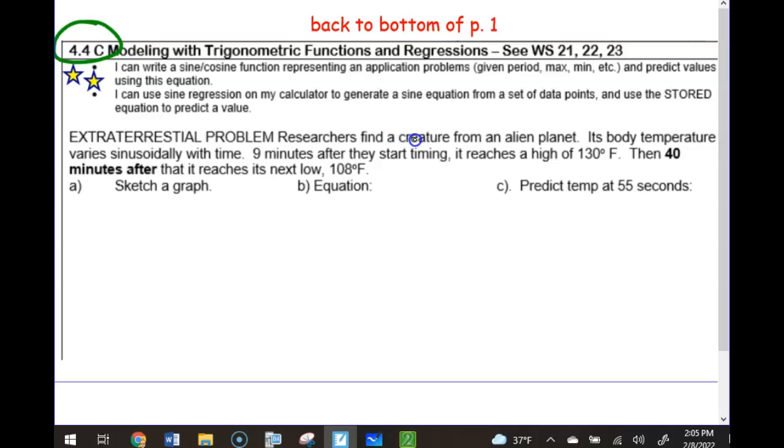Extraterrestrials. Researchers find a creature from an alien planet. Its body temperature varies sinusoidally with time. 9 minutes after they start timing, it reaches a high of 130. Then 40 minutes after that, it reaches its next low of 108. Someone tell me something I should put on my graph. Okay, 108 was its low and 130 was its max.